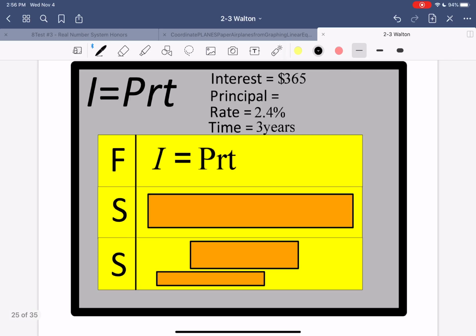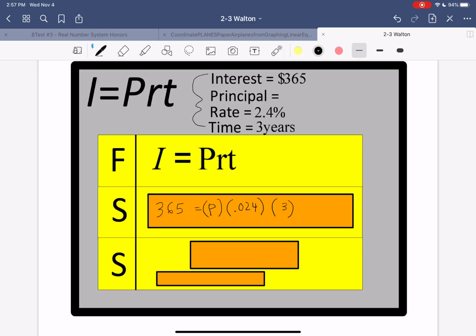Okay. So go ahead and take a moment to look at this. And go ahead and substitute your numbers up here accordingly into your formula. So hopefully that puts you at the interest is $365 equals your principal. Remember, we just leave that as a P. Our rate is going to be 0.024, and our time is going to be 3 years. Okay?